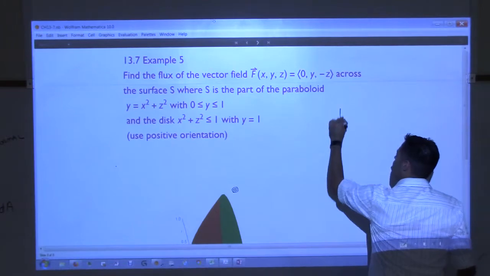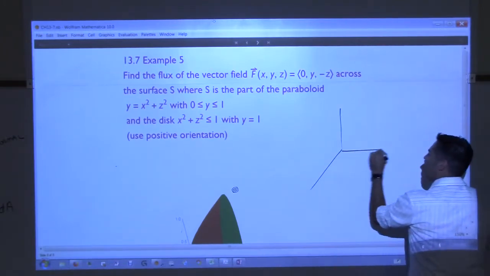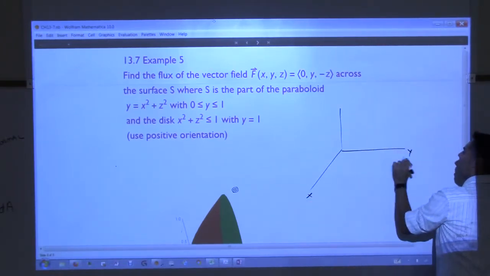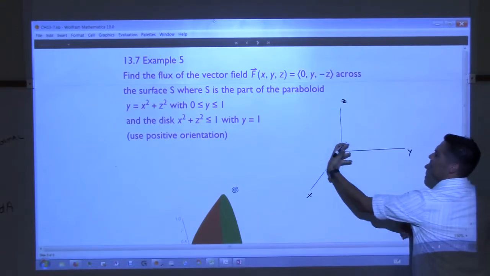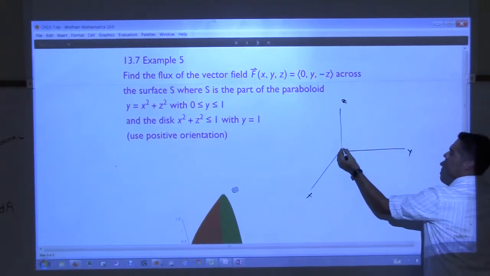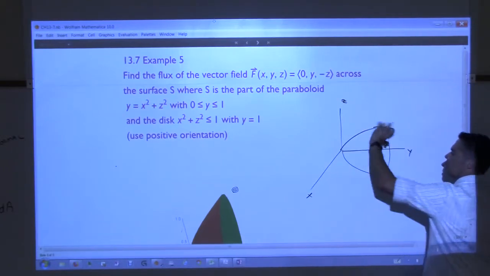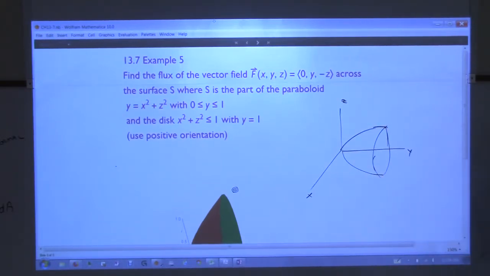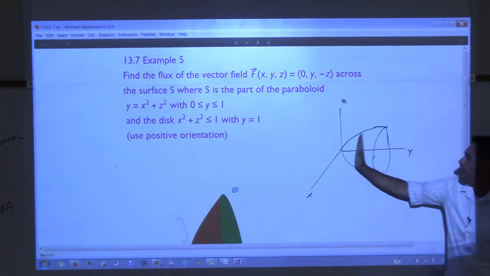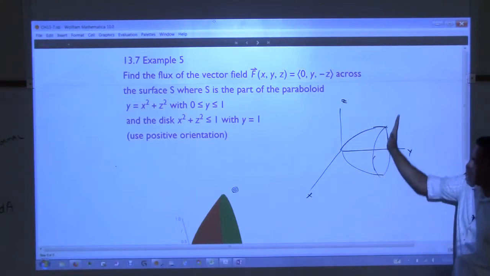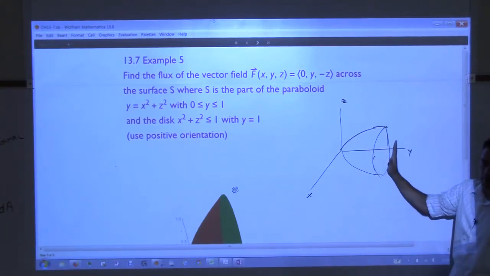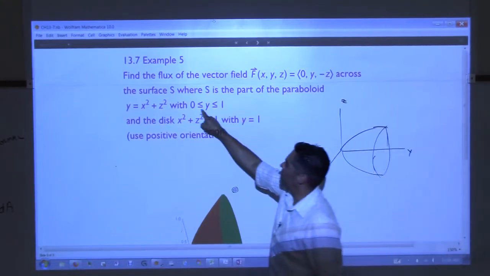So we're looking at something like, if this is x, this is y, this is z, it's coming out the y-axis. It's this bowl-looking thing, like this. It's a paraboloid coming out like this. And then the y values are stuck between 0 and 1, so it stops here. That's what this first part's saying.